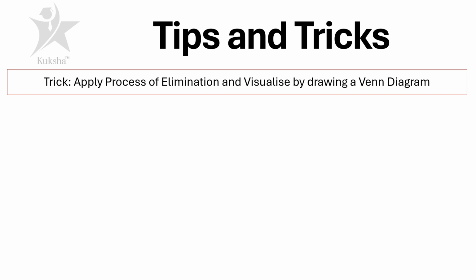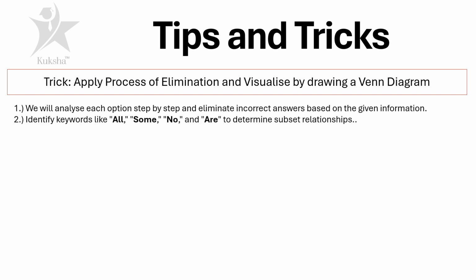So what we do here is apply the process of elimination technique, and we'll visualize this information by drawing a Venn diagram. So we'll analyze each option step by step and eliminate the incorrect answers based on the given information. That is called process of elimination. So we eliminate incorrect answers. We also identify some keywords, as I was mentioning before: all, some, no, are, to determine subset relationships.